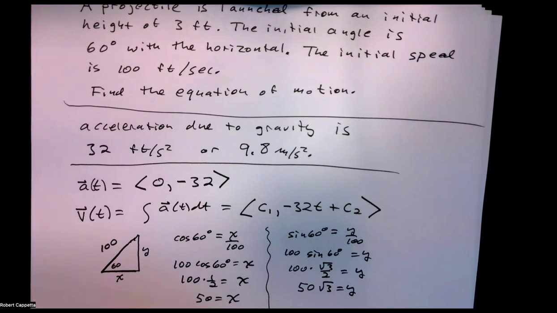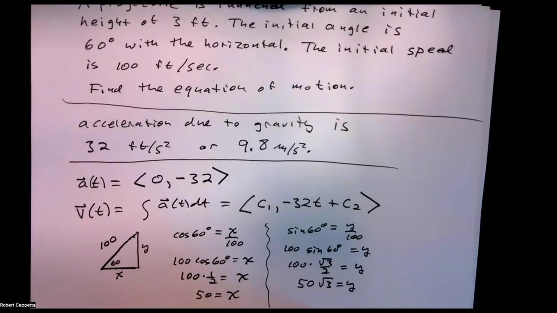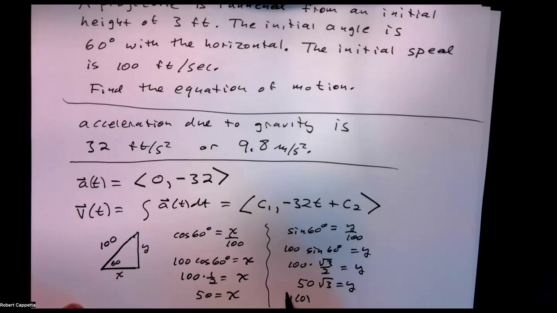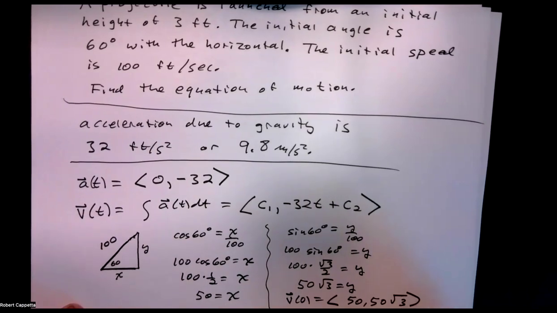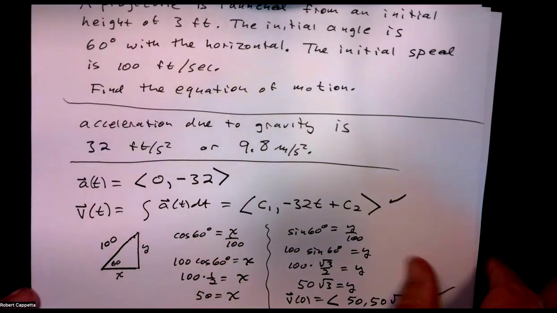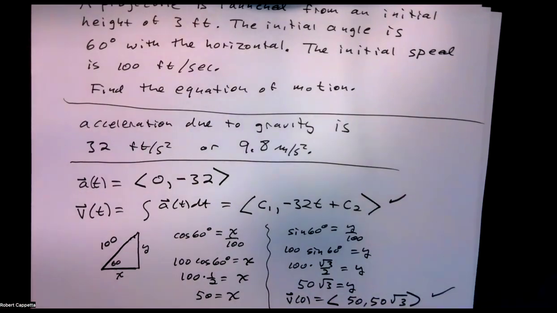So how do I really emphasize this? My velocity function at time 0: the x value is 50, and the y value is 50 root 3. So we need to use this fact before we make our next move. So we have velocity at 0, and we have v of t. Let's see where that takes us.